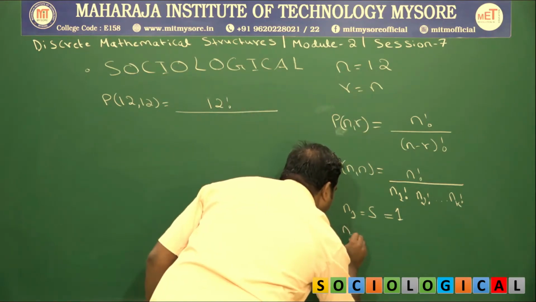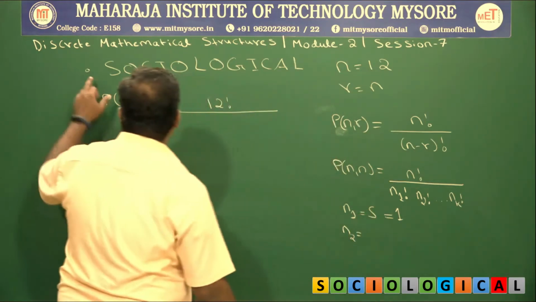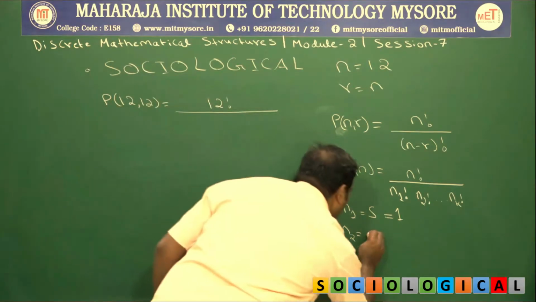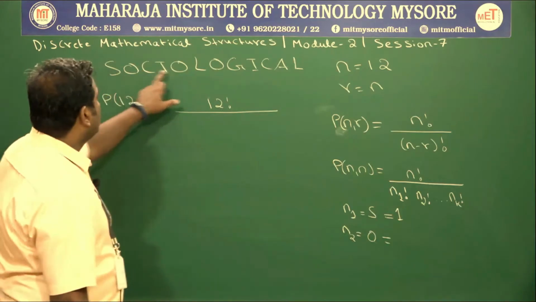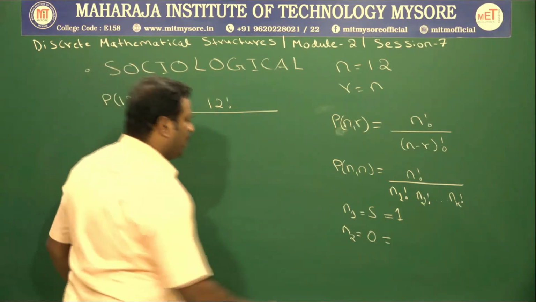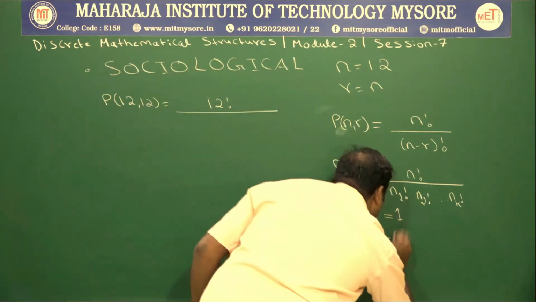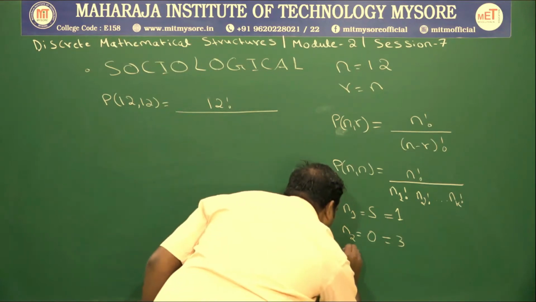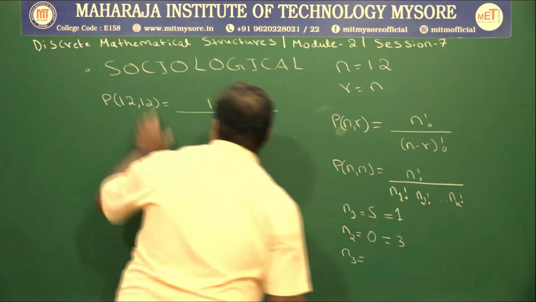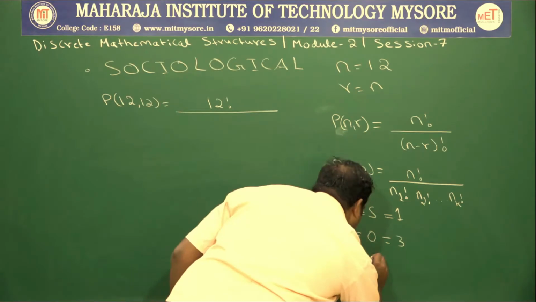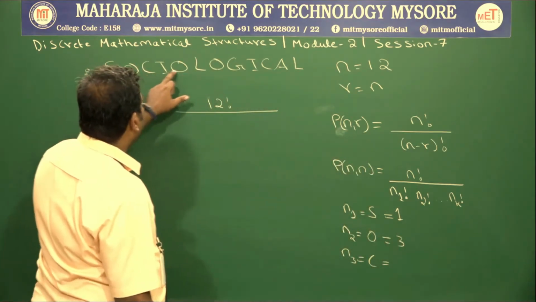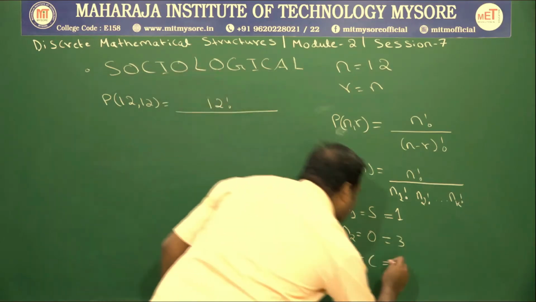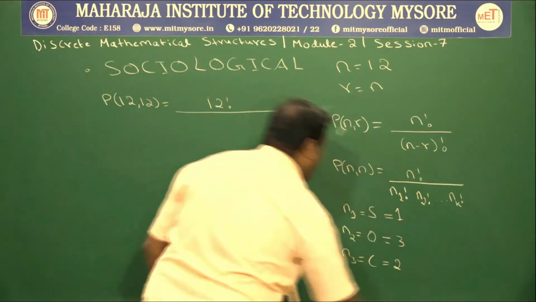And let me now take n2. So now n2 is O. I am going to take O. Now how many O's are there? 1, 2, 3. There are 3. Hence the frequency of this is going to be 3. Now what about n3? O is done. So next I'll just take C. C is 1 and 2. There are 2 C's. Hence I'm going to write the frequency as 2.